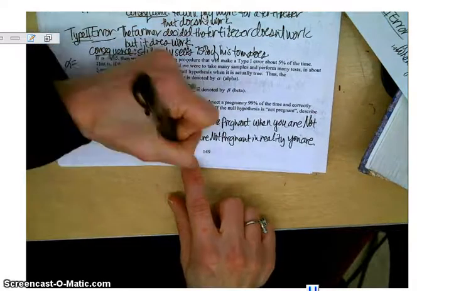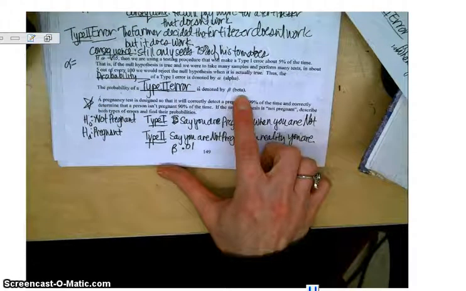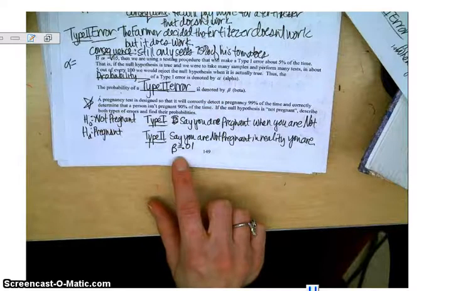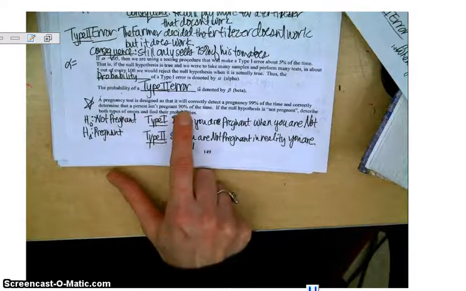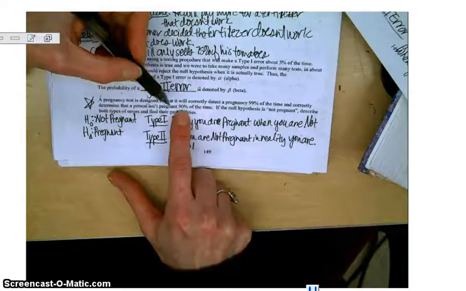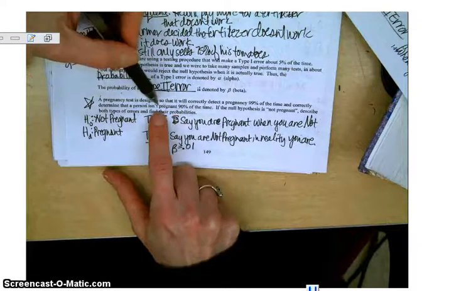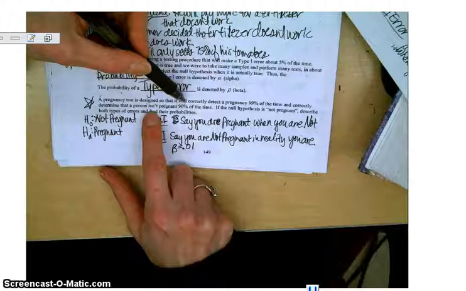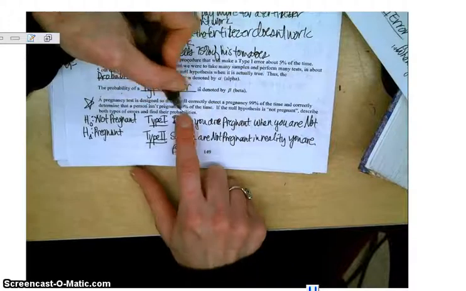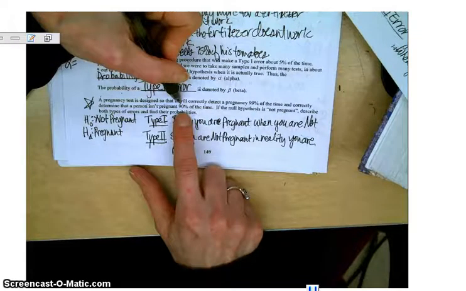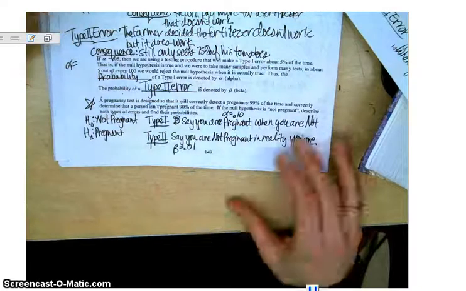Okay, this is actually called beta. The probability of a type 2 error is denoted by beta. Okay, so now it says it correctly determines that a person isn't pregnant 90% of the time. So that decision, saying they're not pregnant when they're not pregnant, is 90%. But the other, saying they're pregnant when they're not, would be the type 1 error. And if it does the right decision 90% of the time, 10% of the time it makes the wrong decision. So alpha goes with the 10% here.